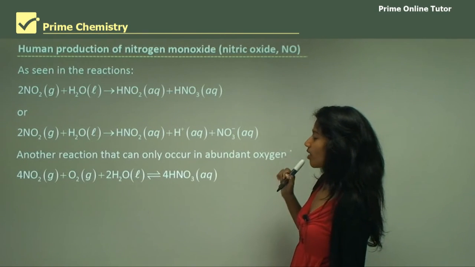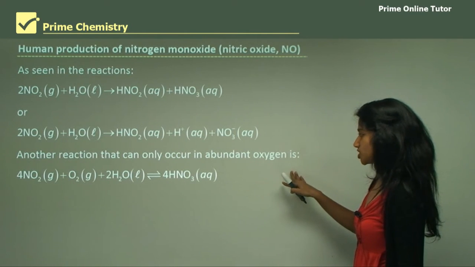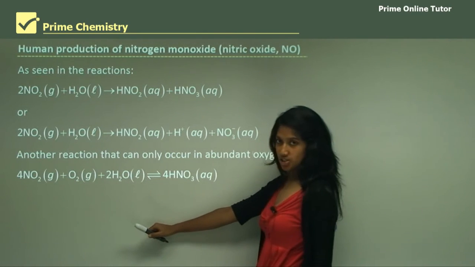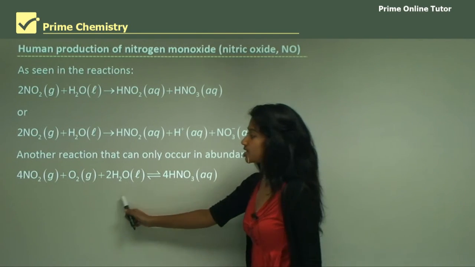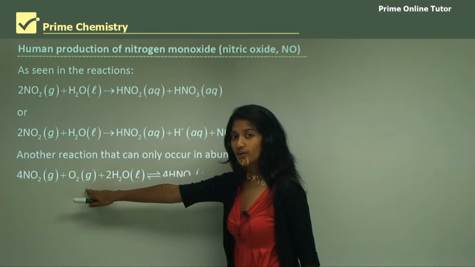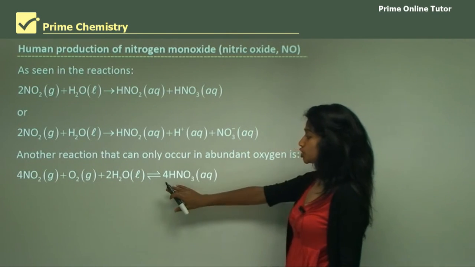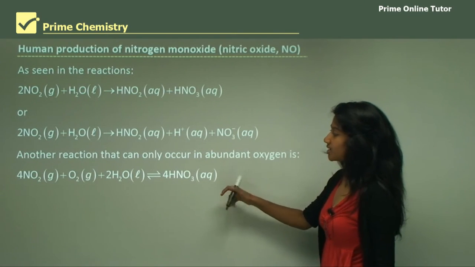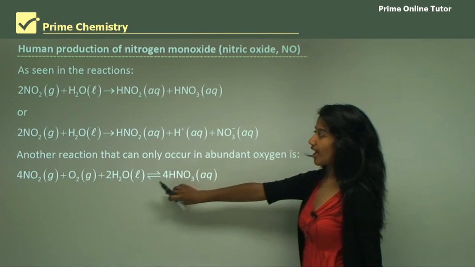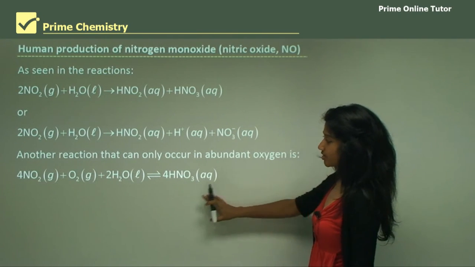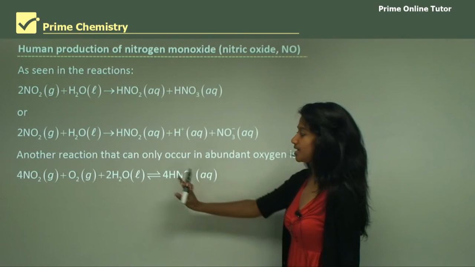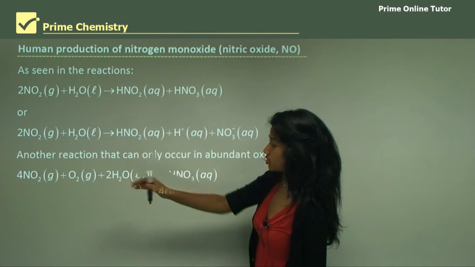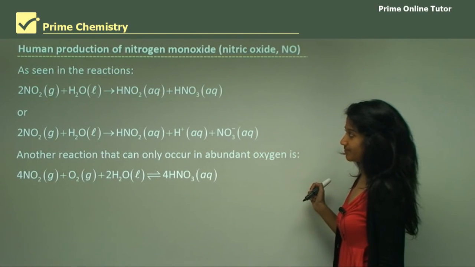Another reaction that can only occur in abundant oxygen is this, where we have nitrogen dioxide reacting with oxygen in the presence of water. So this is the reaction. If there is a lot of oxygen in the air, this happens to produce nitric acid. Now this is a strong acid. Now this happens in equilibrium, so it is not a complete equation that goes this way. It's equilibrium, which means that it goes forward and backwards. So again, always balance your equation and write your states down.